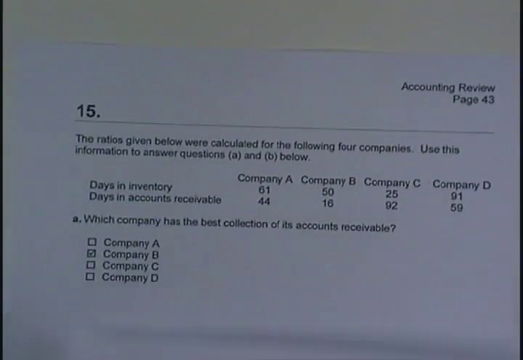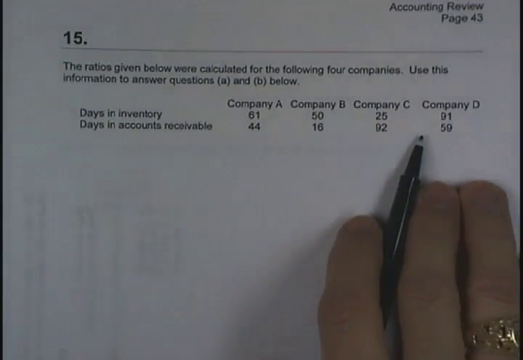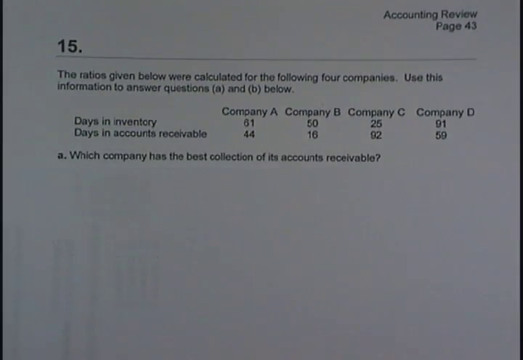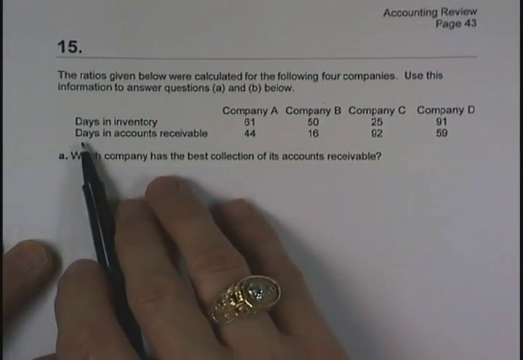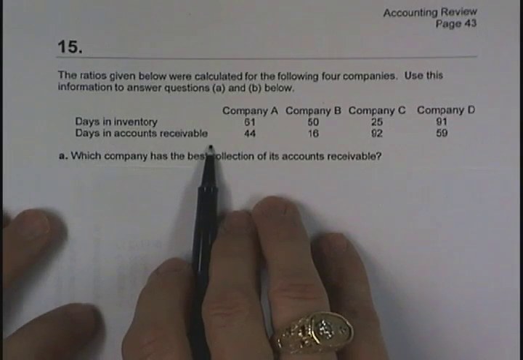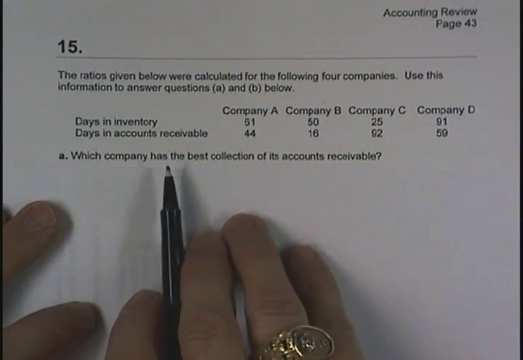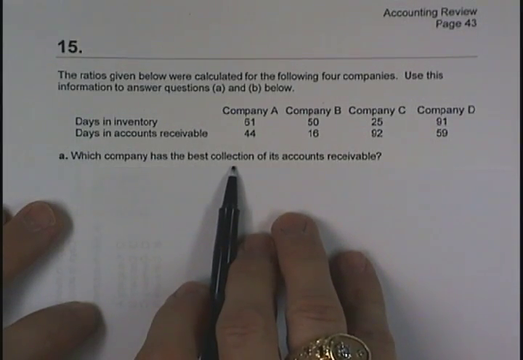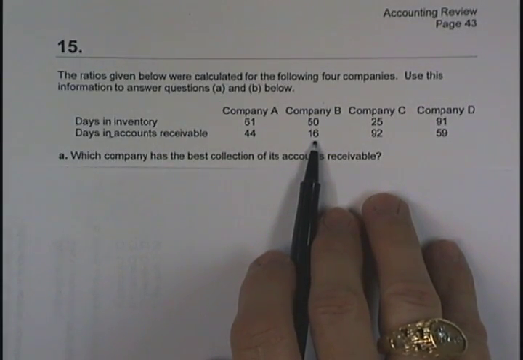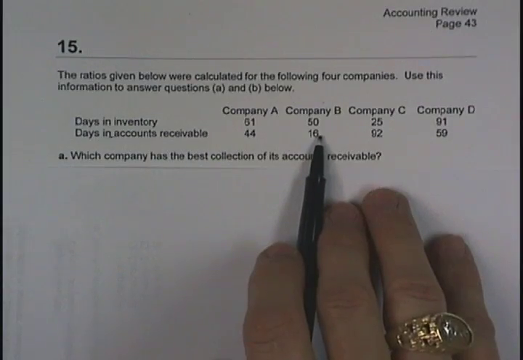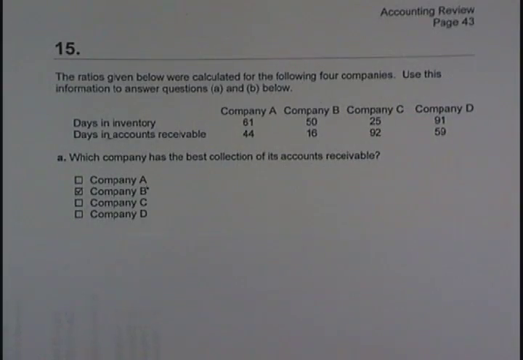Problem 15 gives us some inventory and receivables balances for 4 different companies, and Part A says which company has the best collection of its accounts receivable. Well, the number of days in their accounts receivable balance is money tied up that the firm has not received from its customers. So the best collection would be the company with the fewest number of days in accounts receivable, which is 16 days of sales there in its accounts receivable, which is company B, has the best collection of its AR.